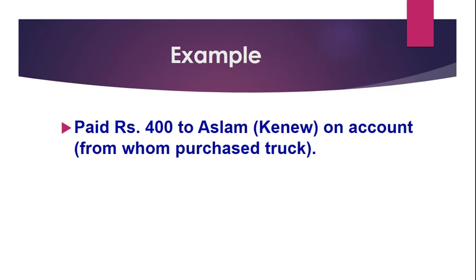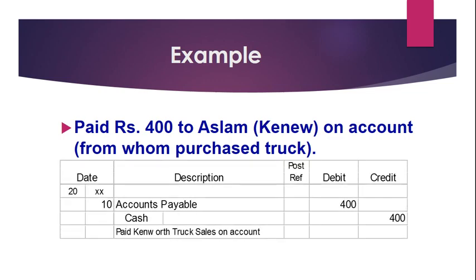Another example is paid rupees 400 to Aslam on account from whom we purchased the truck. Dear students, in this transaction again we are paying the cash to Aslam. So our cash will decrease and it will come on the credit side, and the journal entry will be like account payable to cash account or Aslam account to cash account. But remember again, in this journal entry on both the sides, means debit and credit, we will record the same amount, and that is 400.